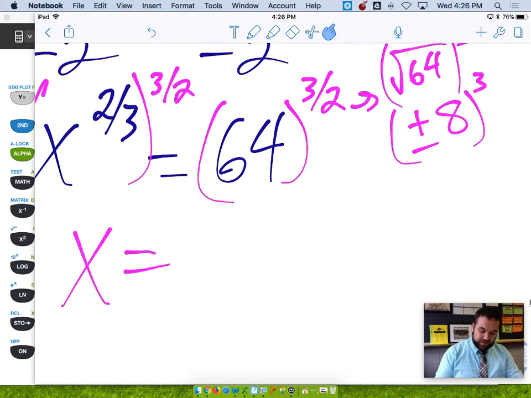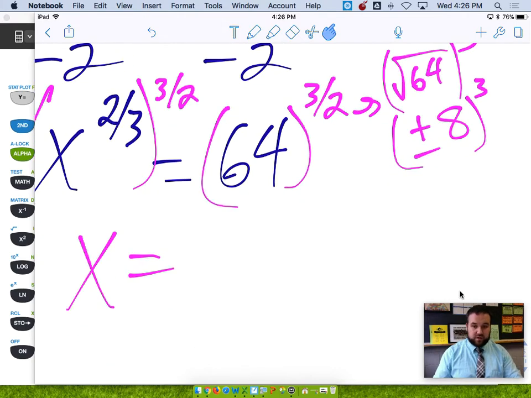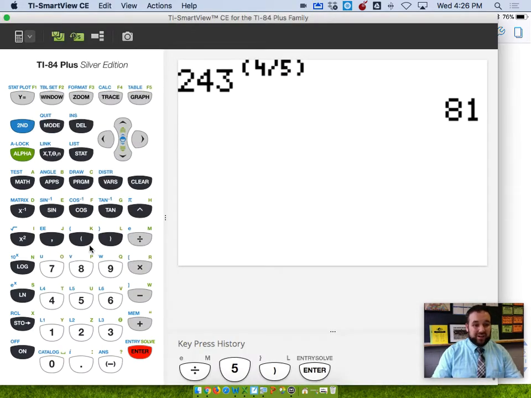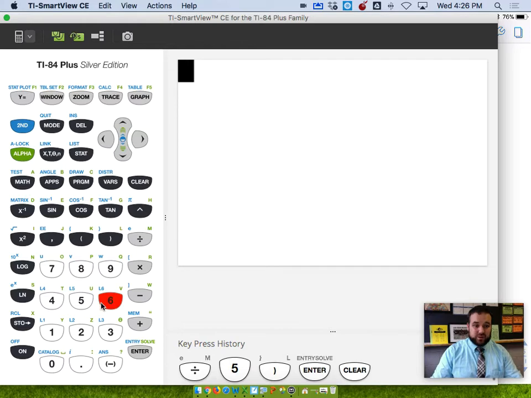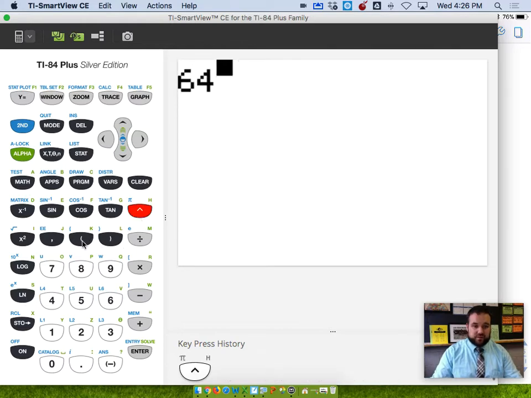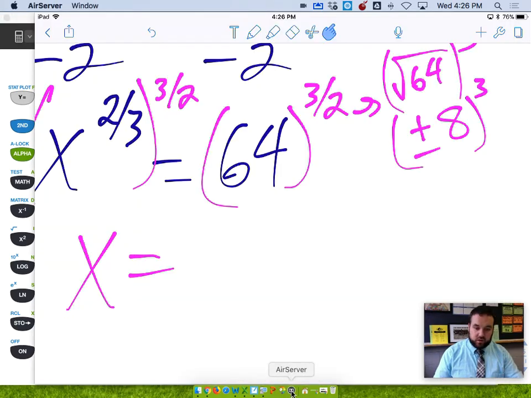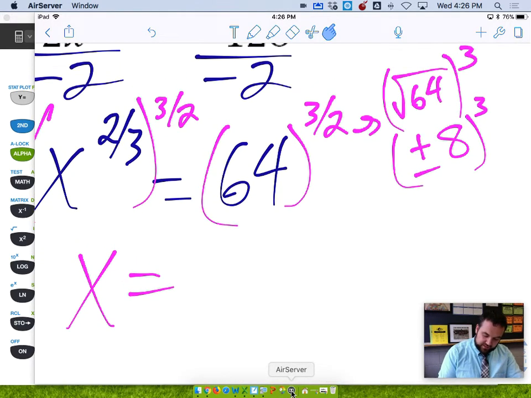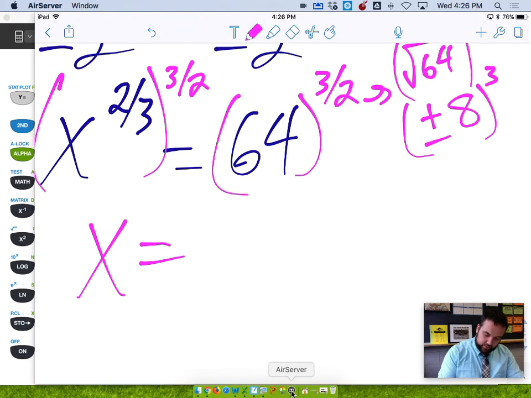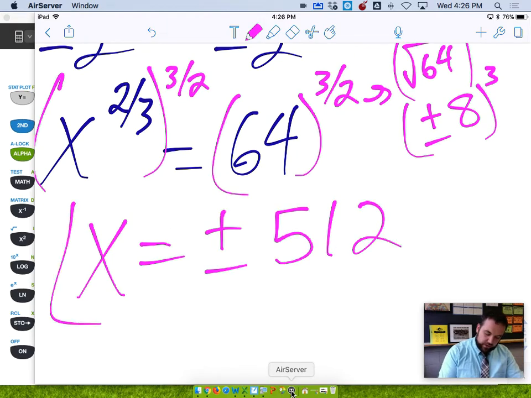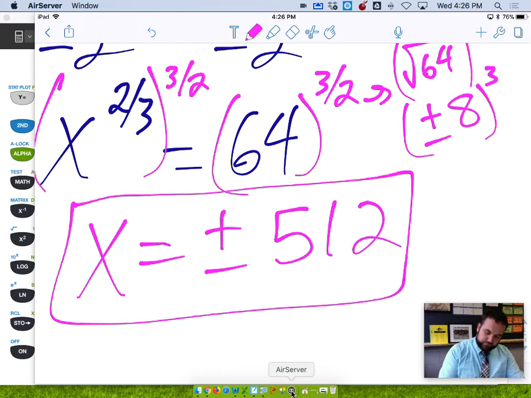So when I type 64 to the 3/2 in the calculator, it's not going to give me plus or minus. It's only going to give me the positive version, 64 to the 3/2. Okay. But I need to be aware that this is a situation where I need to do both plus and minus. So if I come back here, x is equal to both positive 512 and negative 512. And I can go ahead and just leave it like that.